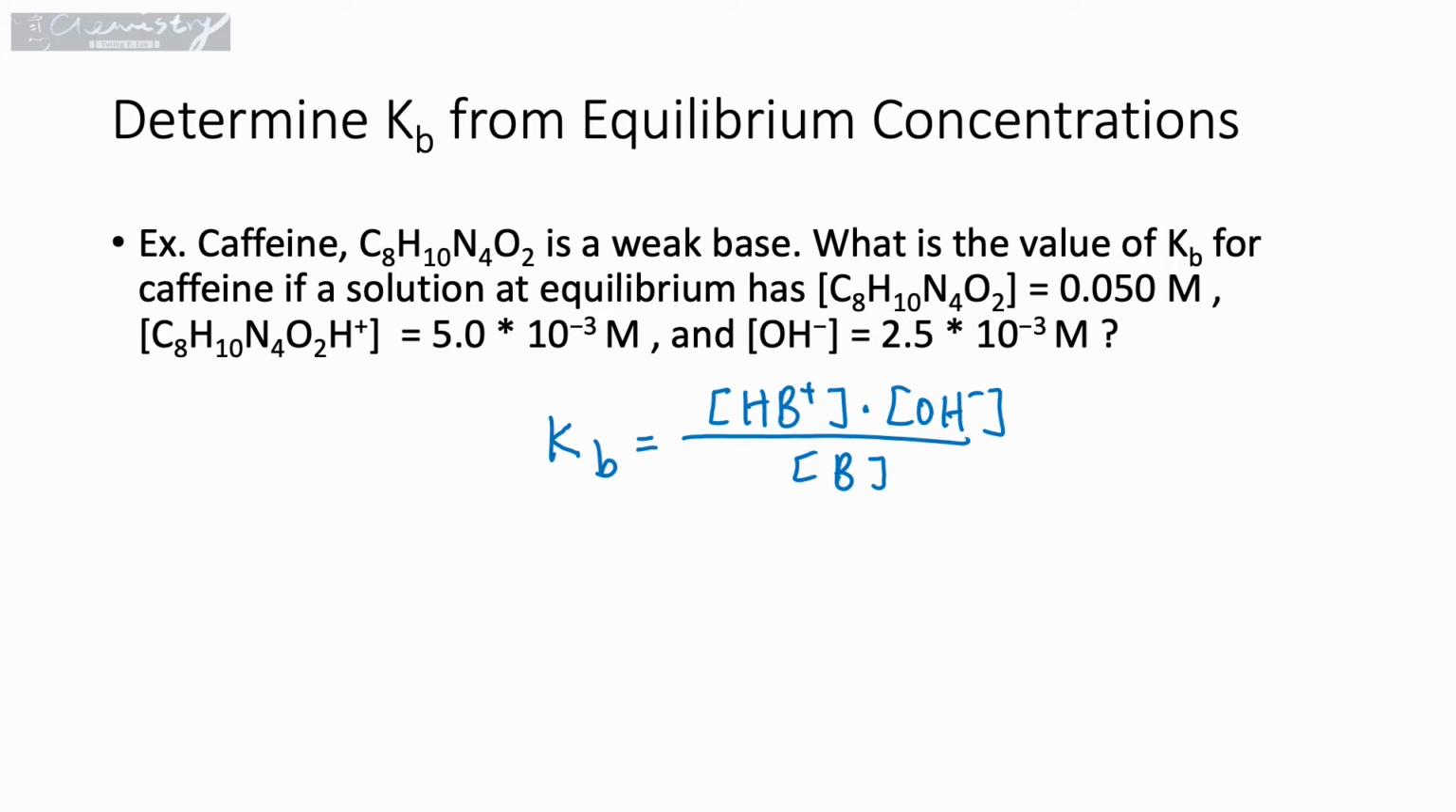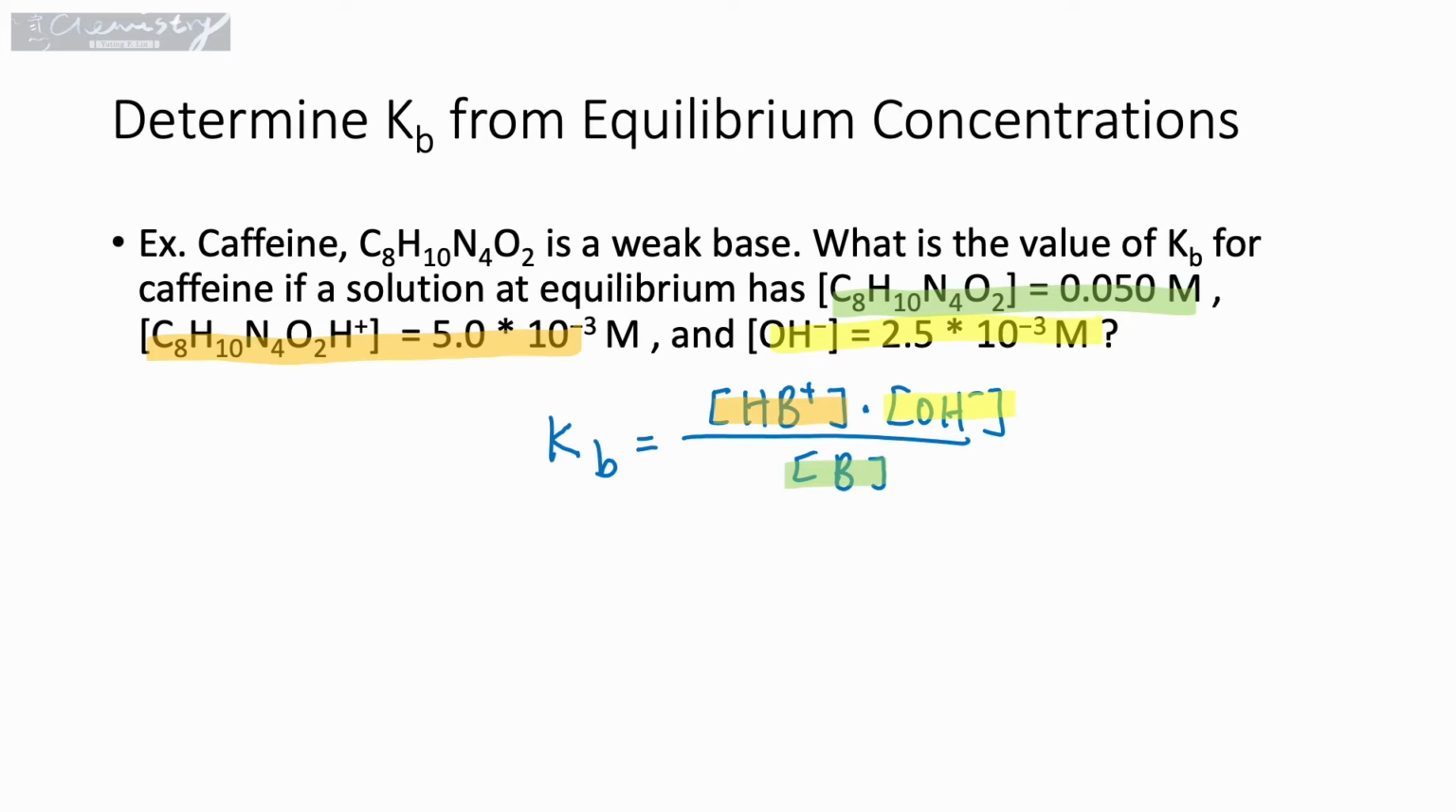In this case, the first thing we have to do is to identify who is who. We know the concentration of the OH at equilibrium. Remember, all of these concentrations are at equilibrium. For the concentration of the conjugate acid, it is going to be this one, because when we compare these two, the bottom one has an extra H+. So that means it is the conjugate acid, and this one will be the base.